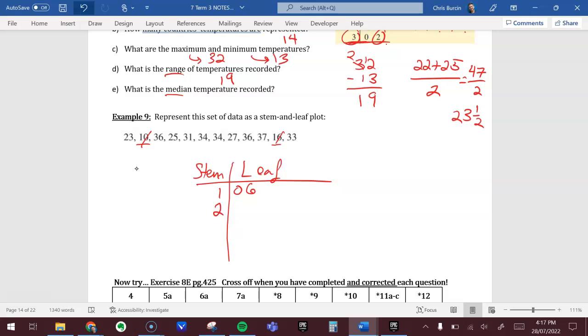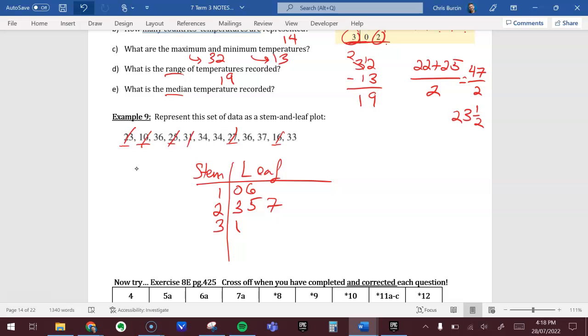Now let's do the 2s. So we've got 23, 25, 27. Did I miss any? So we better put them in ascending order. 23, 25, and 27. Good shape there. Then we're into 30sville. We've got 30. Let me just quickly look. 31. I don't see any 32s.